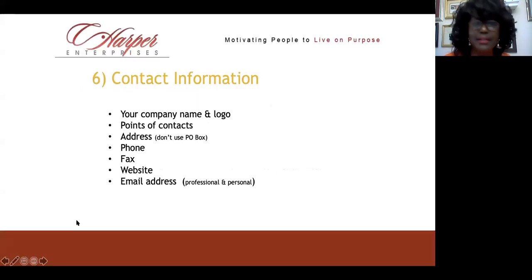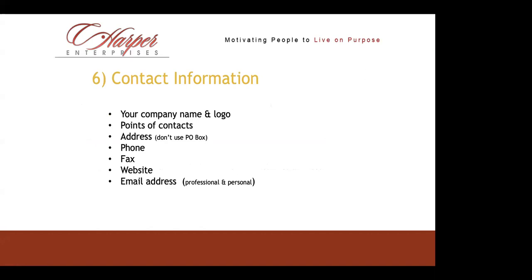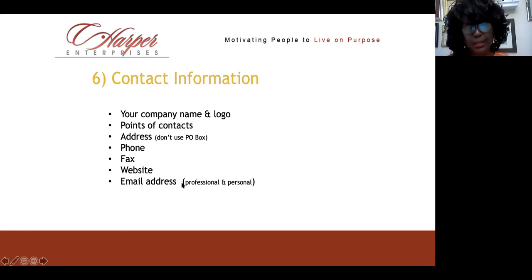And number 6, the contact information. A nice logo, your company name, points of contact, your address. And Mark, I want you to make sure they note, we do not use post office boxes on capability statements. I think that's an important point. So make sure that you get a professional document. Absolutely, as Cynthia has told us here today.